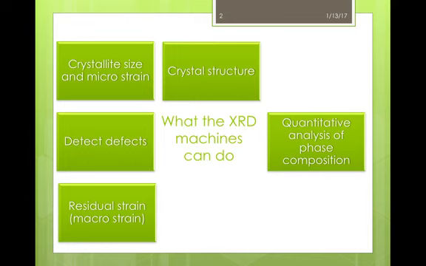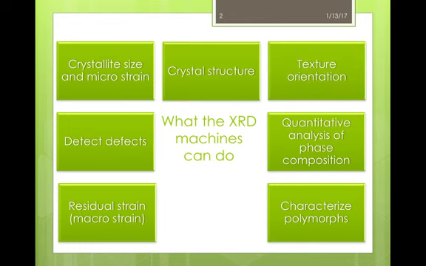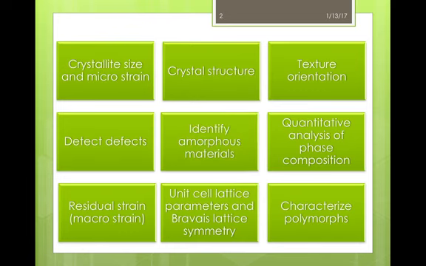XRD can identify defects in samples. It's used to identify and characterize polymorphs. Texture orientation can be found, and unit cell lattice parameters and Bravais lattice symmetry can also be analyzed. Not only can it be employed to analyze crystalline materials, but it's also frequently used for its ability to identify amorphous materials.